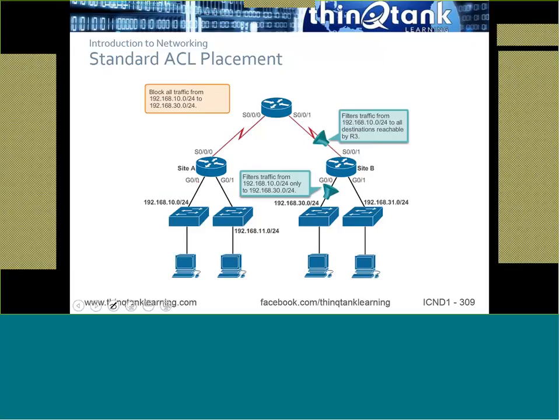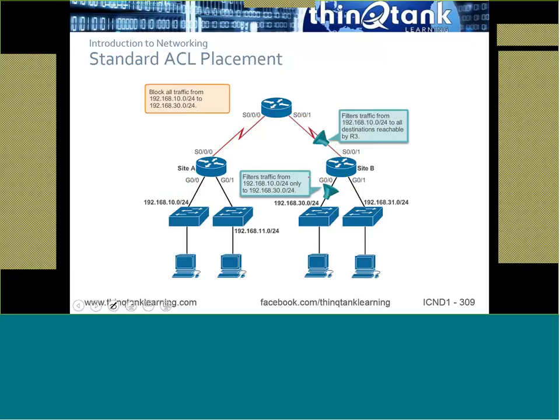So my only option would be to place that access list here in the outbound direction. But that's a waste, isn't it? I'm now routing a bunch of traffic across my network that eventually is going to get dropped. But if I define my access list with only source information, that's the only choice I have.